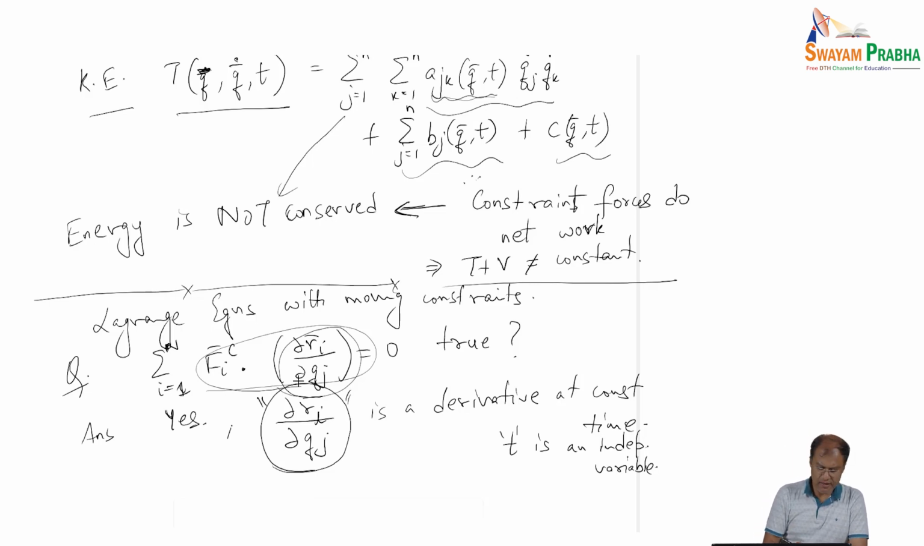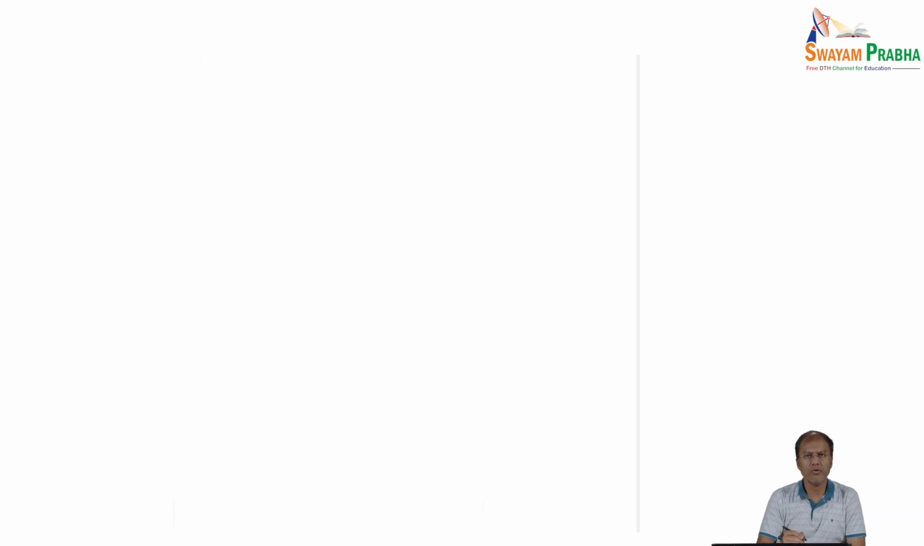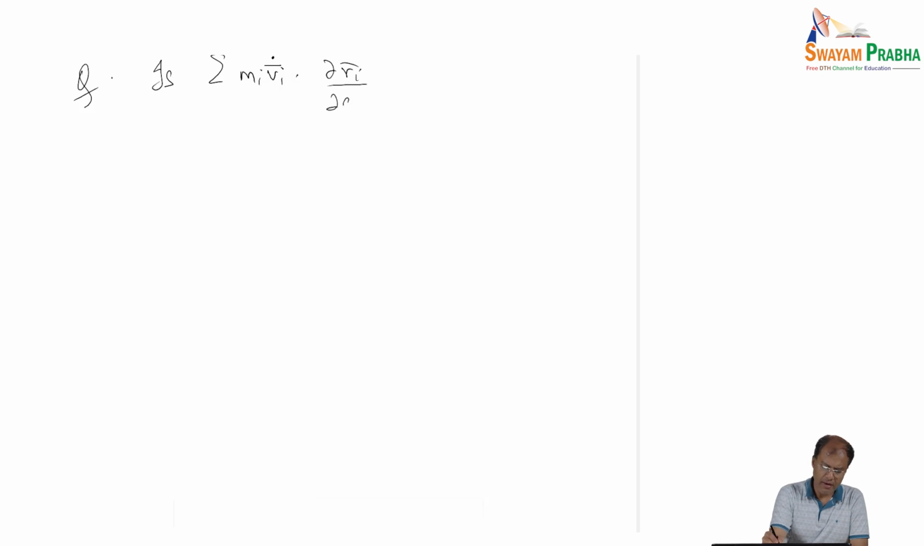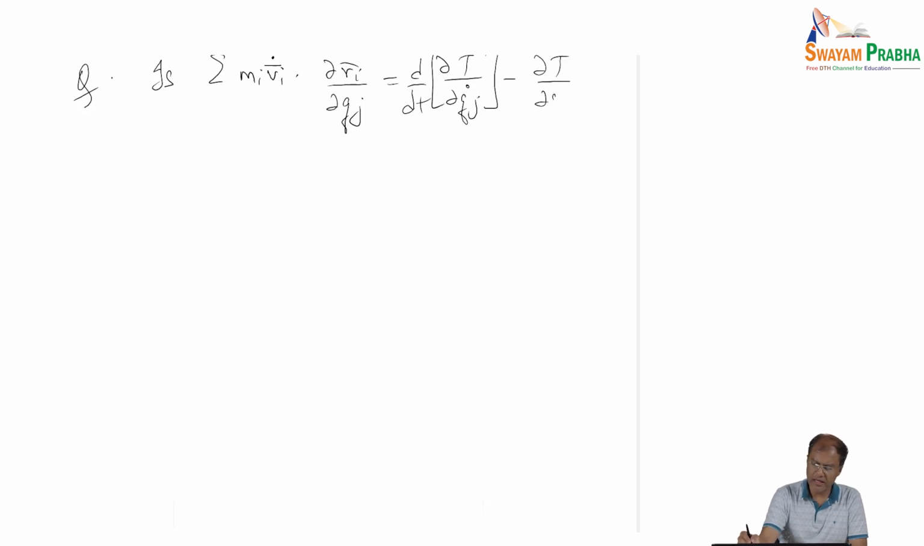So which means that another question we can ask is, this sum mi times vi dot partial Ri partial Qj, which is also equal to d/dt of partial T partial qj dot minus partial T partial Qj. Is this also true? This question, is it also true?